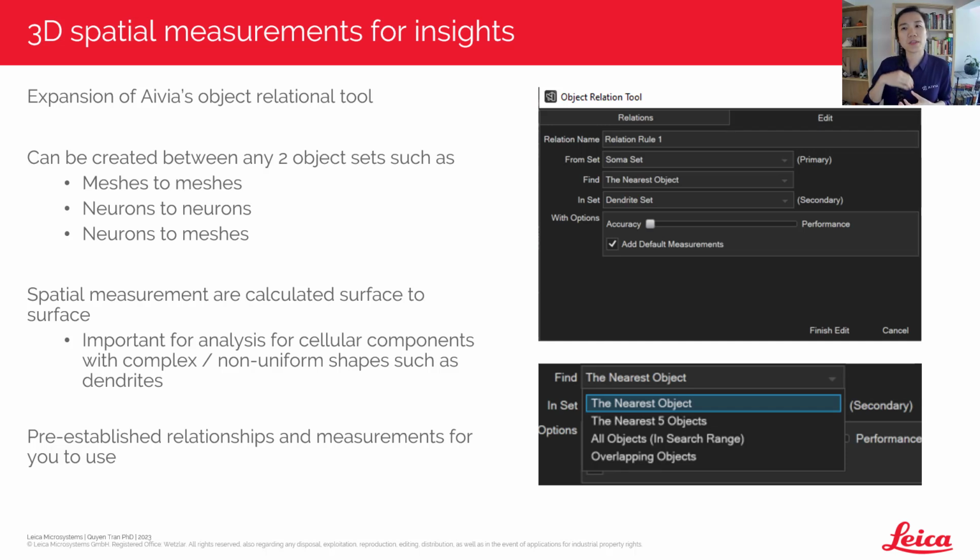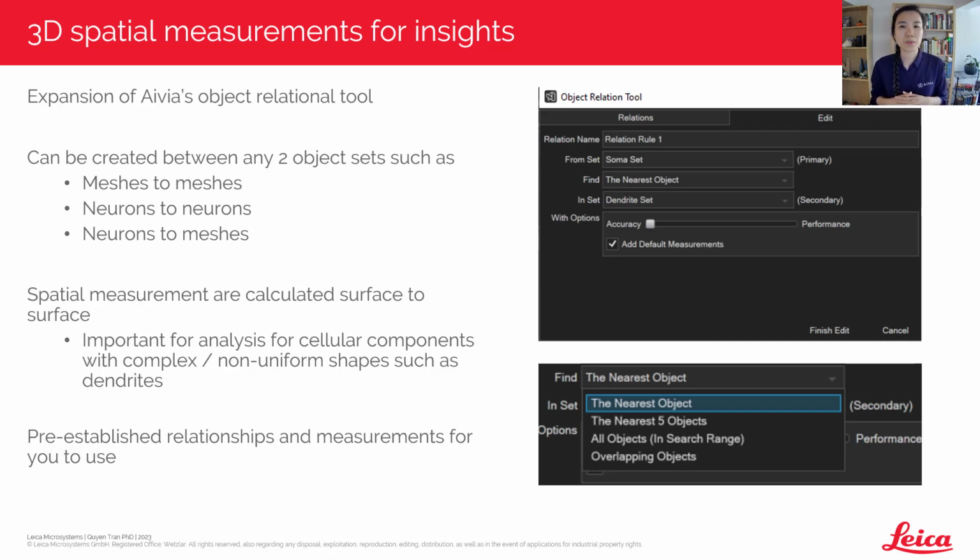These relationships are then used to measure and calculate certain things. It's also important here to note that these measurements are calculated by looking at the surface to surface and not the center to center, which is critical when we are examining and measuring distance with objects that are complex or have non-globular shapes. You can imagine here the distance between the center of a dendrite and a mesh may be very different than calculating the distance between the closest surface of a dendrite and the surface of the mesh.